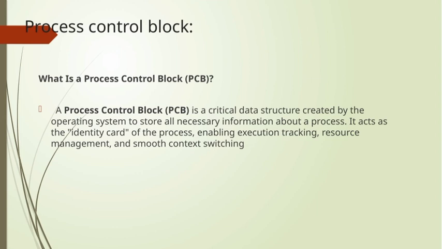By keeping all this data organized in one place, the PCB allows the operating system to perform smooth context switching. That is, switching from one process to another without losing track of where each one is. In essence, the PCB is key to efficient process management, resource allocation, and ensuring that processes run seamlessly within the system. It's a fundamental building block that supports the overall stability and performance of the operating system.